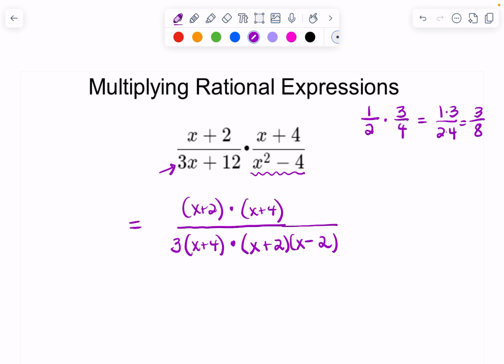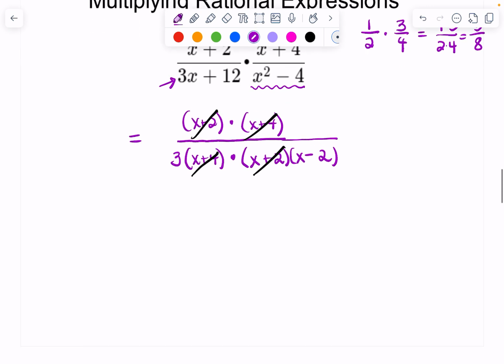And then look for cancelers. I've got an x plus 4 and an x plus 4, and an x plus 2 and an x plus 2, which is awesome. I'm doing this example because sometimes I've seen people make the mistake. Technically, when you cancel, you're dividing. For example, I'll just circle these so everybody can see them. When you're dividing those, something divided by itself equals 1.